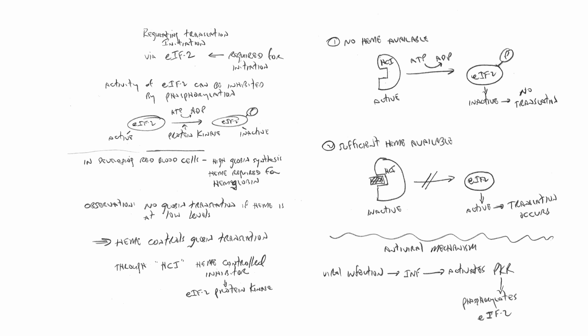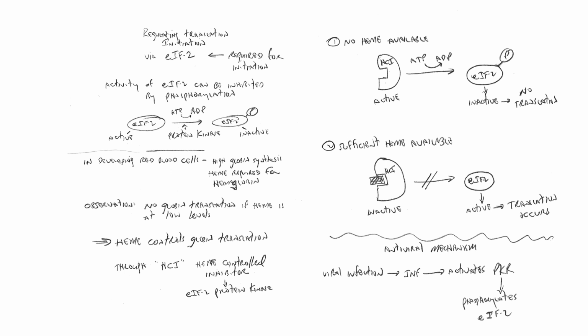If there is sufficient heme, it turns out that the heme-controlled inhibitor has a binding site for heme. So heme is an allosteric regulator of the HCI, or heme-controlled inhibitor. If there's sufficient heme in the cell, some of it will bind to the heme-controlled inhibitor and allosterically turn it off. Once it's turned off, EIF2 is no longer phosphorylated, and then you can get translation of the globin. So here you have regulation of initiation through modification of EIF2.